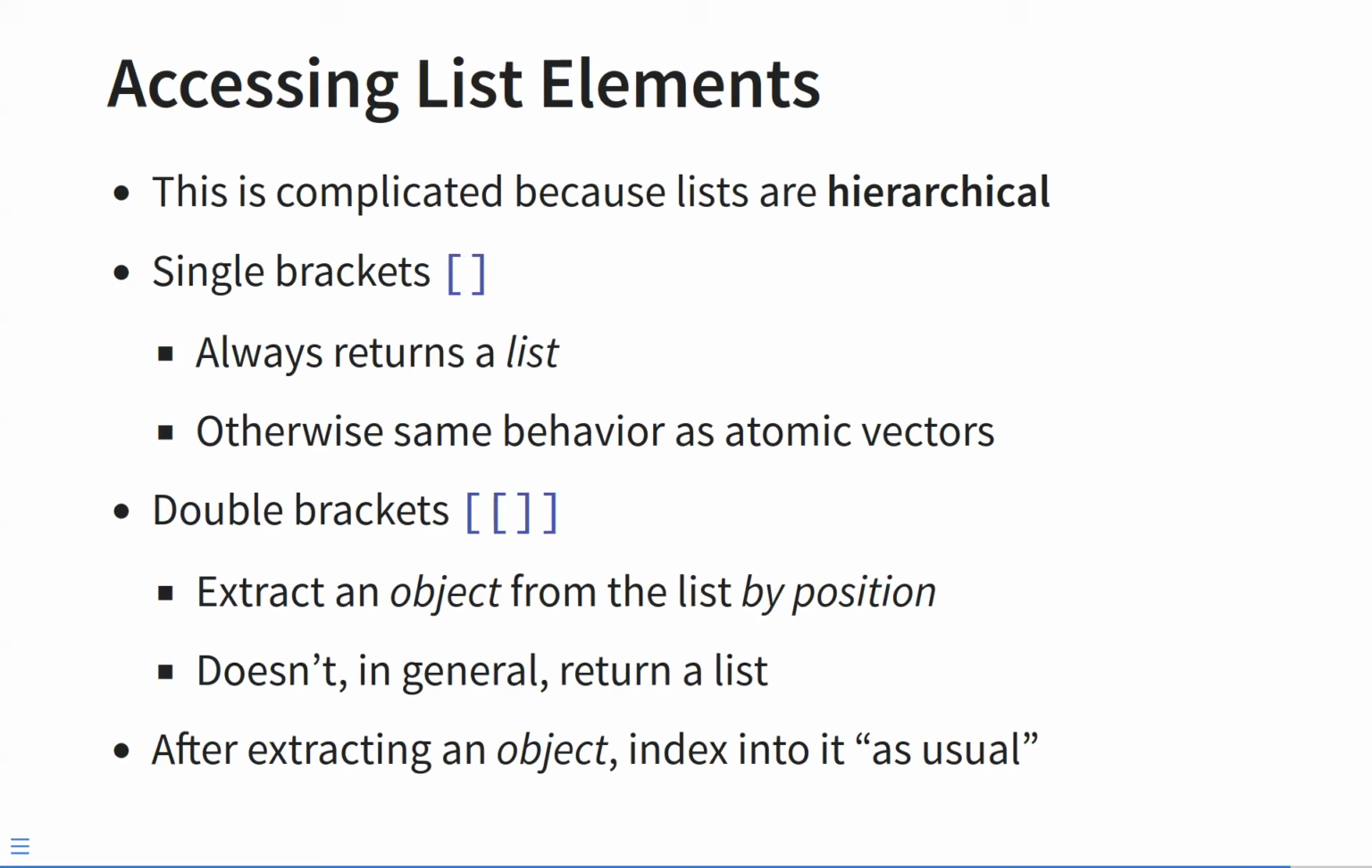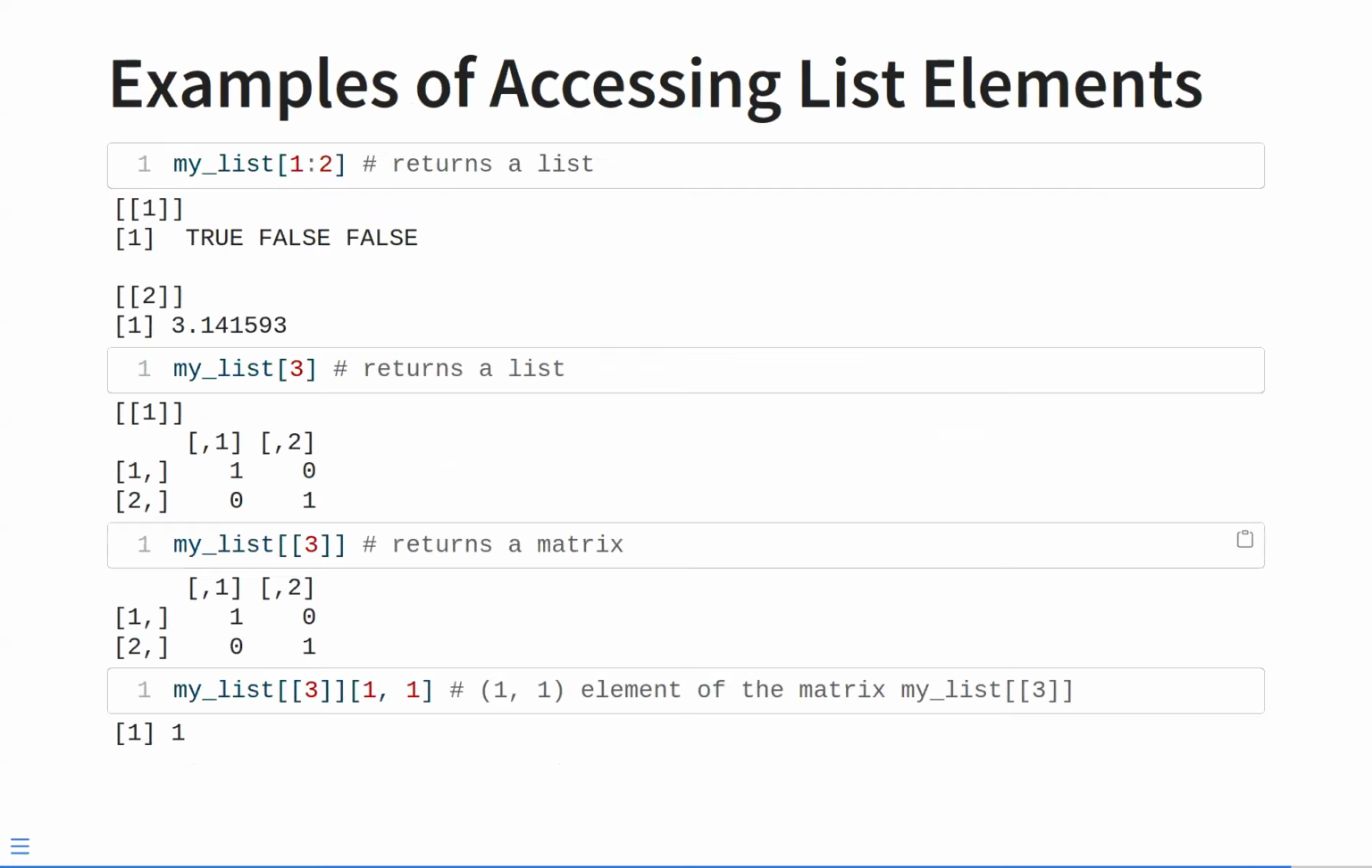Now, lists are a bit more complicated because they are hierarchical. So if we want to access list elements, we have to think carefully. We still use brackets as we did with matrices and atomic vectors, but there are 2 different ways to do it. The first way is single brackets. Single brackets always return a list. Otherwise, they exhibit exactly the same behavior as with atomic vectors. Double brackets, on the other hand, extract an object from the list by position. This does not in general return a list. It only returns a list if indeed your list contains other lists. After you extract an object, you can index into it as usual. I realize that's all very vague, so let's look at some examples.